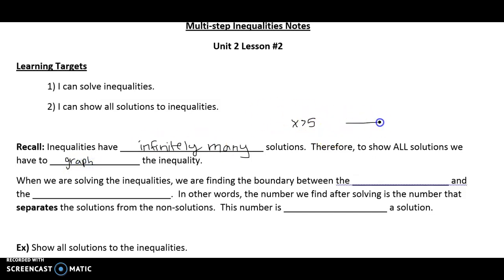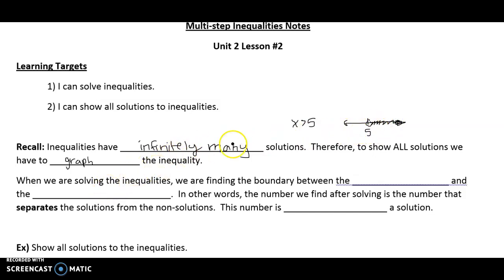So, for example, x is greater than 5, remember? That symbol means an open circle on 5. And then you shade greater than, so anything greater than would be to the right, okay? So that was all from Friday.